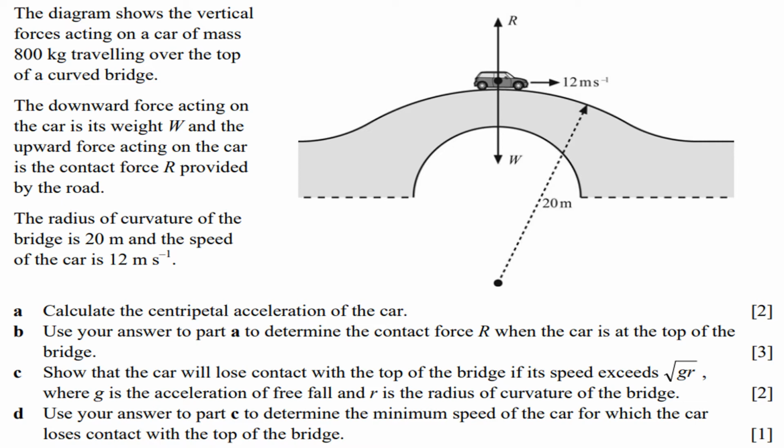Part A, calculate the centripetal acceleration of the car. Part B, use your answer to part A to determine the contact force R when the car is at the top of the bridge. Part C, show that the car will lose contact with the top of the bridge if its speed exceeds root gr, where g is the acceleration of freefall and r is the radius of curvature of the bridge. Part D, use your answer to part C to determine the minimum speed of the car for which the car loses contact with the top of the bridge.